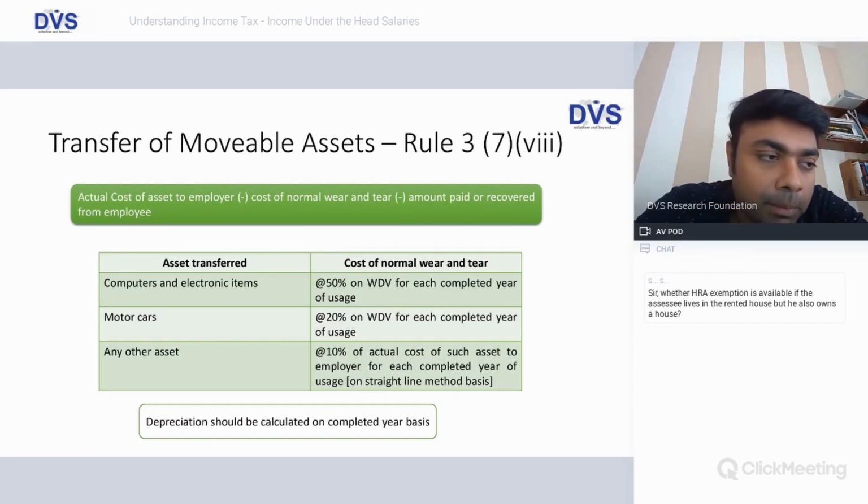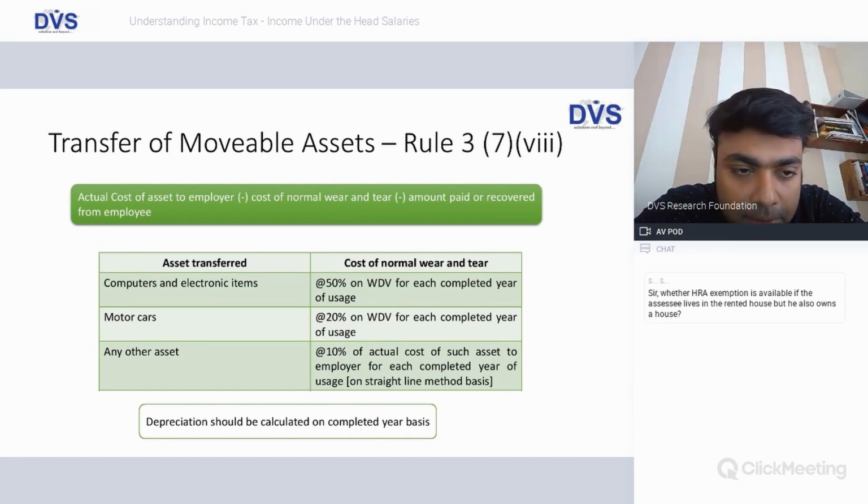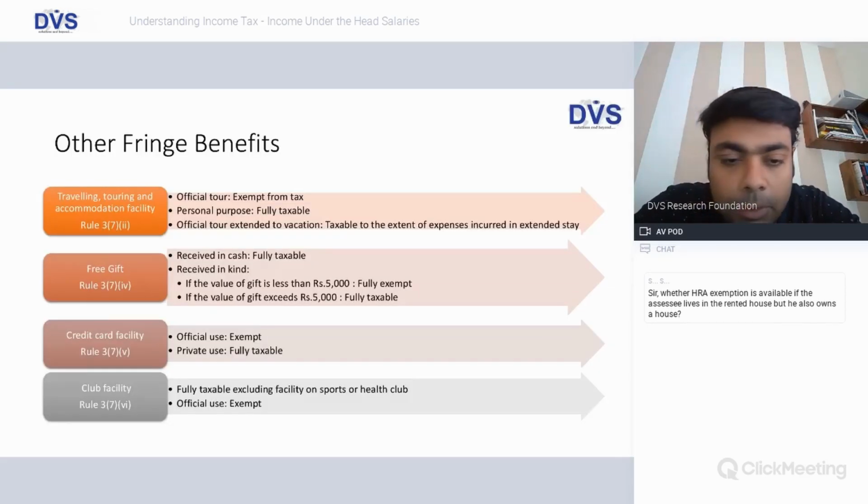So, which is why for computers and electronic items it is 50%. For cars it is 20%. Any other asset it is 10%. But for any other asset it is straight line. But for the other two, cars and electronics, it is on WDV basis. But the challenge here is depreciation is computed on a completed year basis. So if the car is held for 4 years and 10 months, you will still go with 4 years.